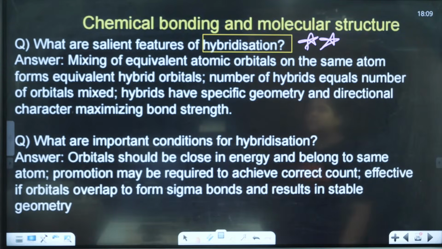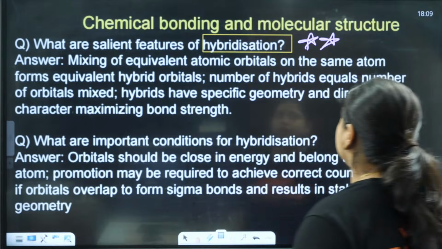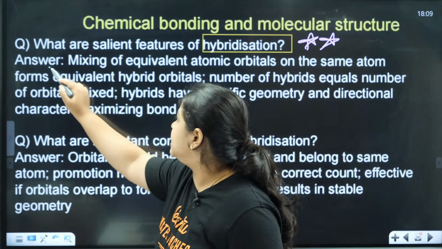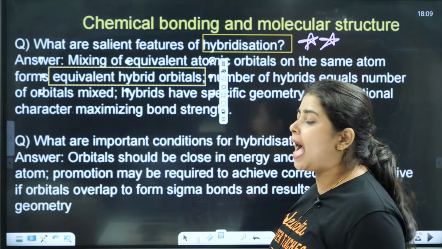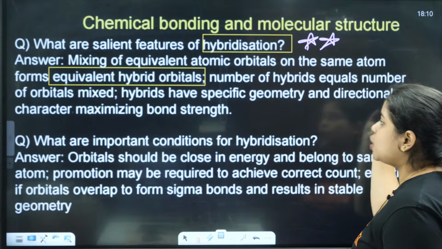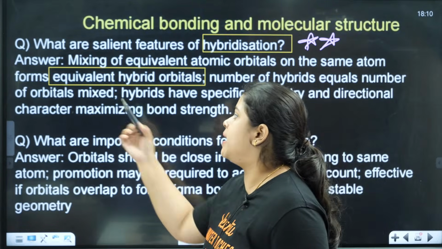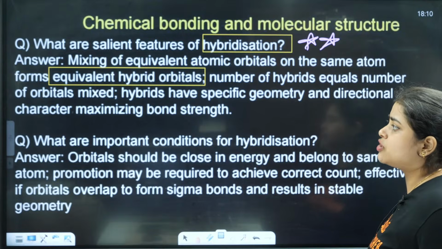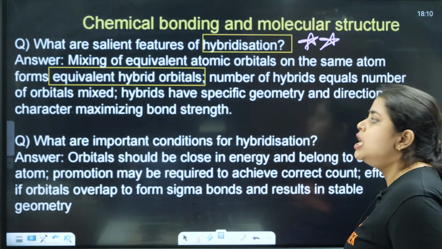Okay, mixing of atomic orbitals of similar energy on the same atom forms equivalent hybrid orbitals. Equivalent hybrid orbitals will be formed, and the number of hybrids equals the number of orbitals mixed. Hybrids have a specific geometry and directional character, maximizing bond strength.